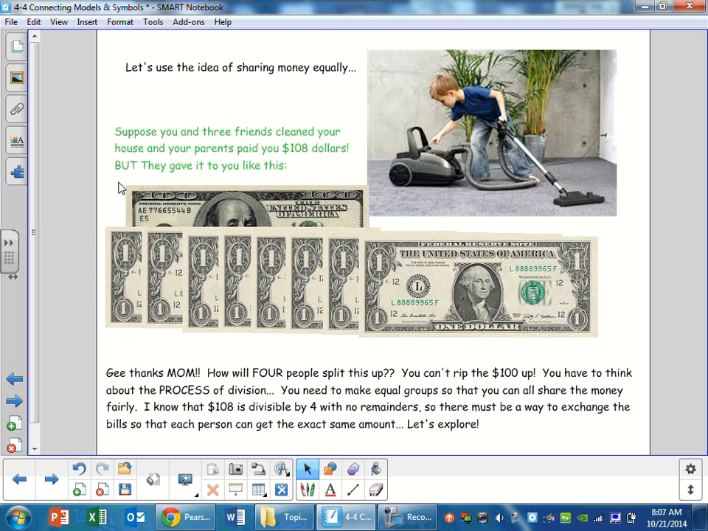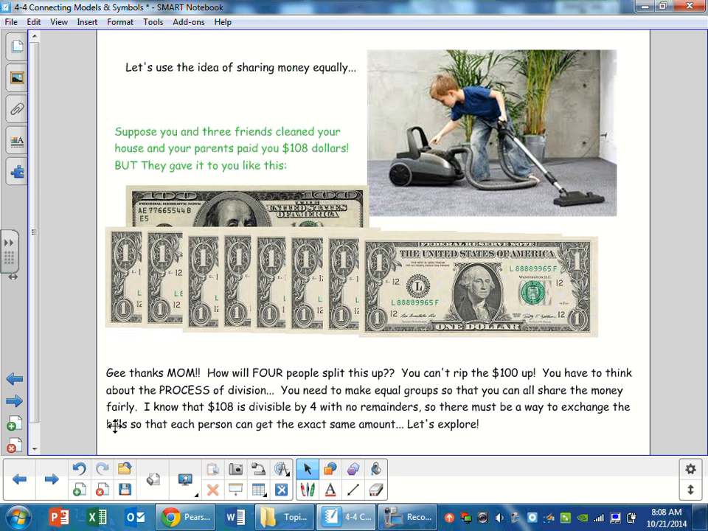Suppose you and 3 friends cleaned your house and your parents paid you $108, but they gave it to you like this. They gave you a $100 bill and 1, 2, 3, 4, 5, 6, 7, 8 ones. Gee, thanks, Mom. How are 4 people going to split this up? You can't just rip up the $100 bill. You have to think about the process of division. You need to make equal groups so that you can all share the money fairly. I know that $108 is divisible by 4 with no remainders, so there must be a way to exchange the bills so that each person can get the exact same amount.